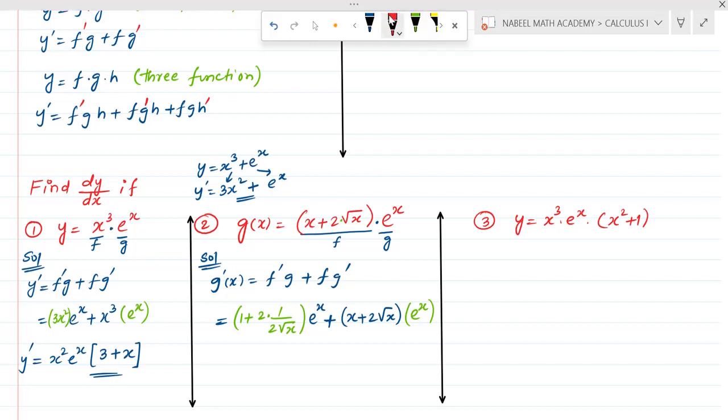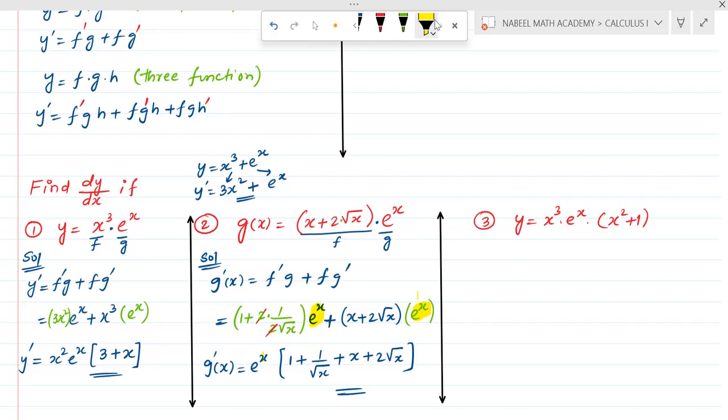If you want to simplify, therefore the 2 with the 2 cancel and you can take e power x as a common factor. G prime of x is equal to e power x. I am taking it outside. What is the remaining term? 1 plus 1 over root x, and then plus x plus 2 root x. So I am taking e power x as a common factor outside. So this is the simplified answer.